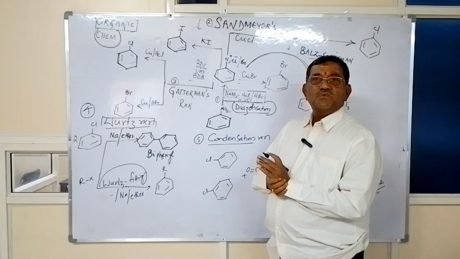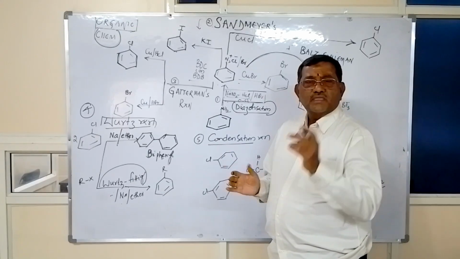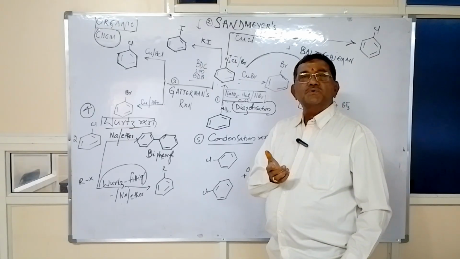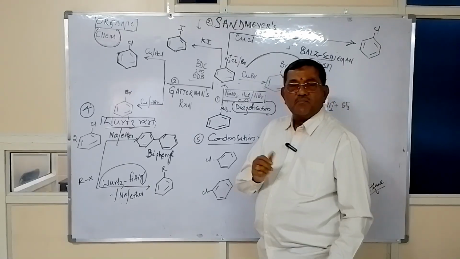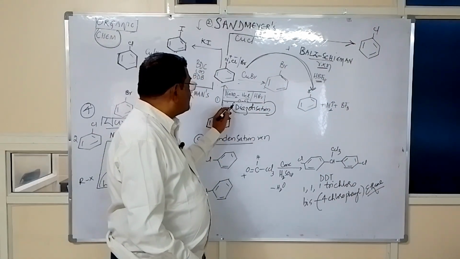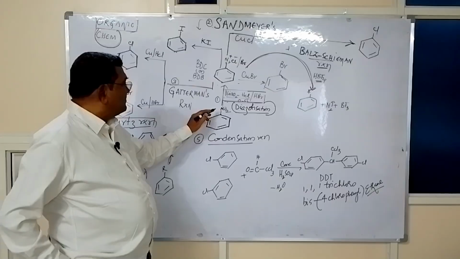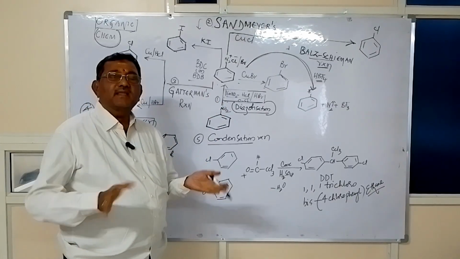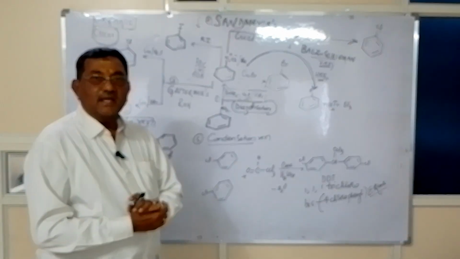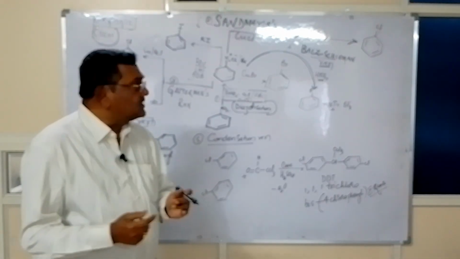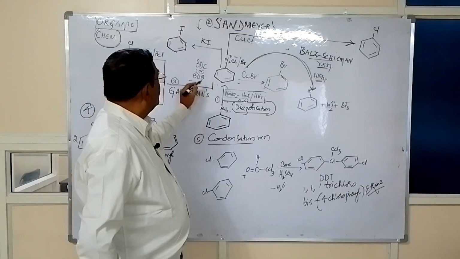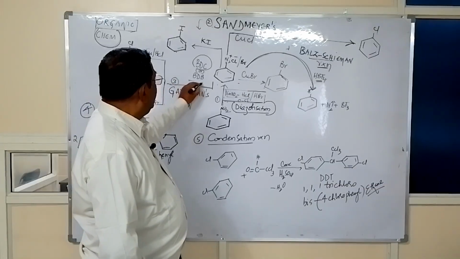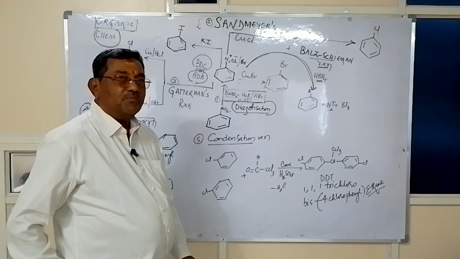Why? Because if the temperature is more than 0 to 5 degrees Celsius, the nitrous acid produced is going to decompose. The nitrous acid produced, which is responsible for diazotization, will be dissociated. Then there is no question of diazotization. At the proper temperature you get BDC, benzene diazonium chloride, or BDB, benzene diazonium bromide.